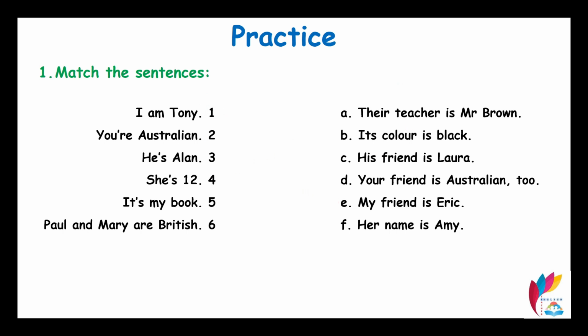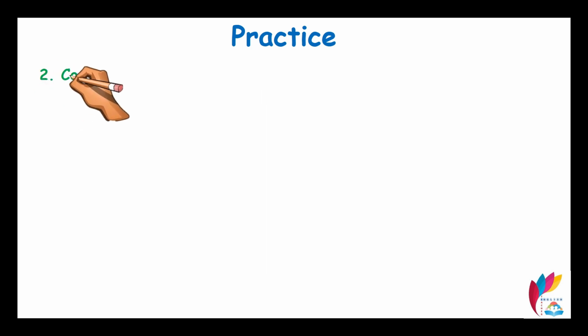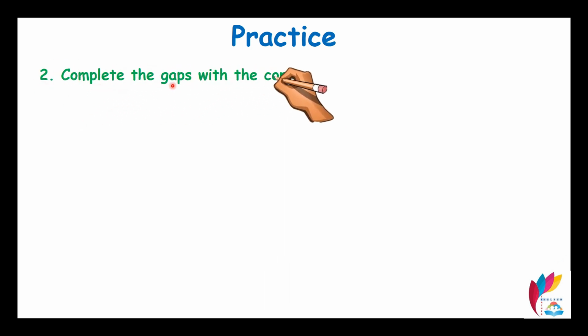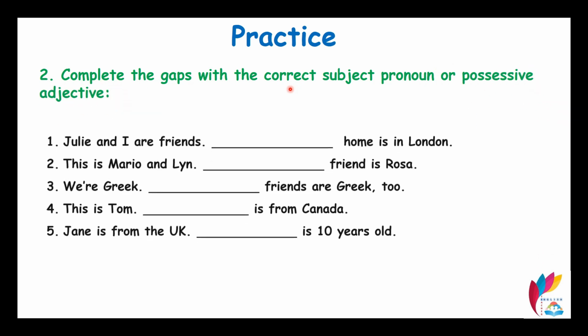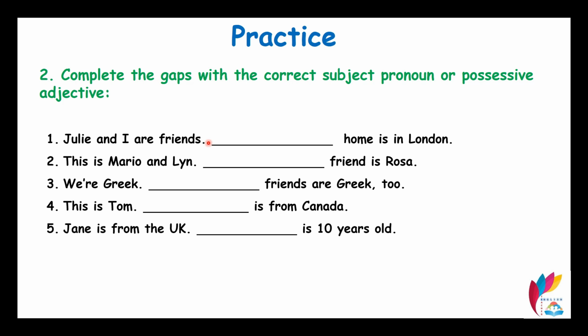And the second exercise is about completing the gaps with the correct subject pronouns or possessive adjectives. So either you will put a subject pronoun: I, you, he, she, it, we, you, they, or you will put my, your, his, her, its, our, your, and their.